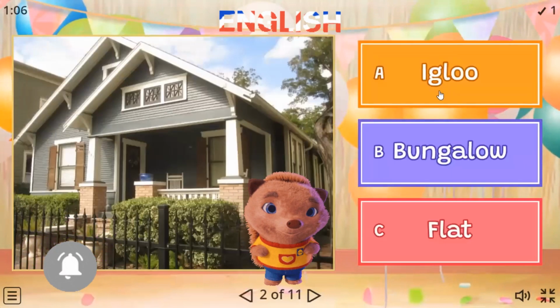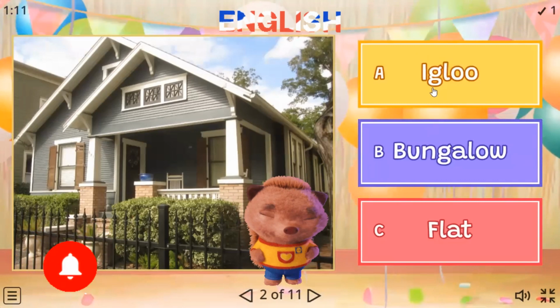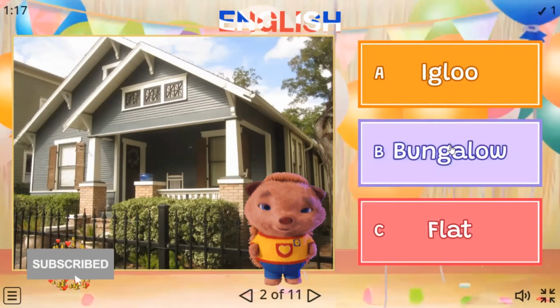Now here's a picture of a house. Can you guess it? Which type of house is it? Option A, igloo. Option B, bungalow. Option C, flat. The correct answer is bungalow.